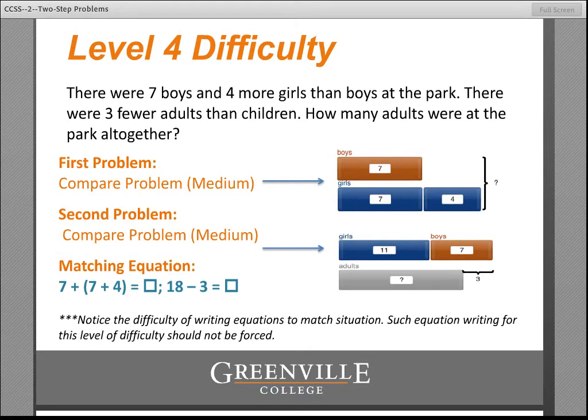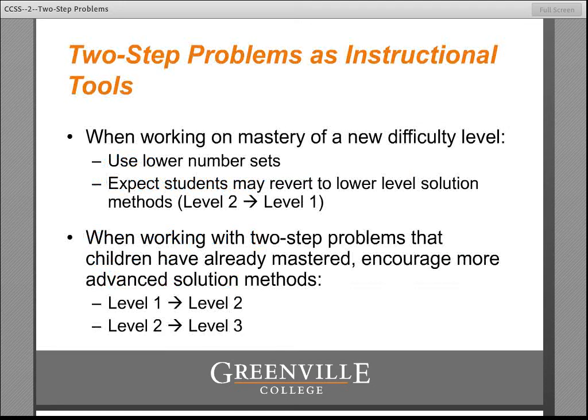When a class or group is working on mastering problems with a new difficulty level, try to manage their cognitive load on just that new difficult thing, and then take all of the other aspects and make them as straightforward as possible. So use low number sets, perhaps a lot lower than they're used to working with, so they feel like really comfortable numbers to work with.